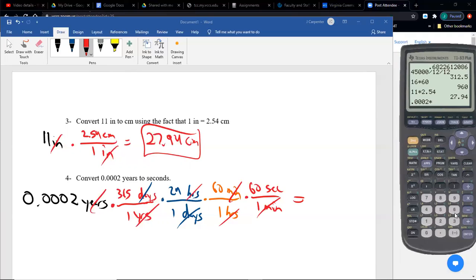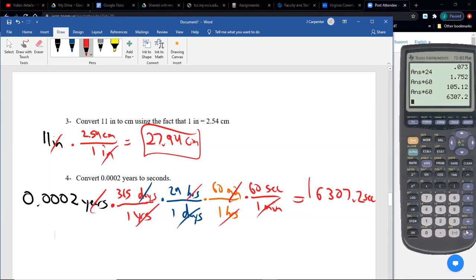times the 365. So now we're in days. So you can even do this one step at a time. So 0.0002 years is 0.073 days. Multiply by 24. That says 0.0002 years is 1.752 hours. Multiply by 60, and it'll be in minutes. So it's 105 minutes. Or if you multiply by 60 again, that'll get you to seconds. And it's 6,307.2 seconds.